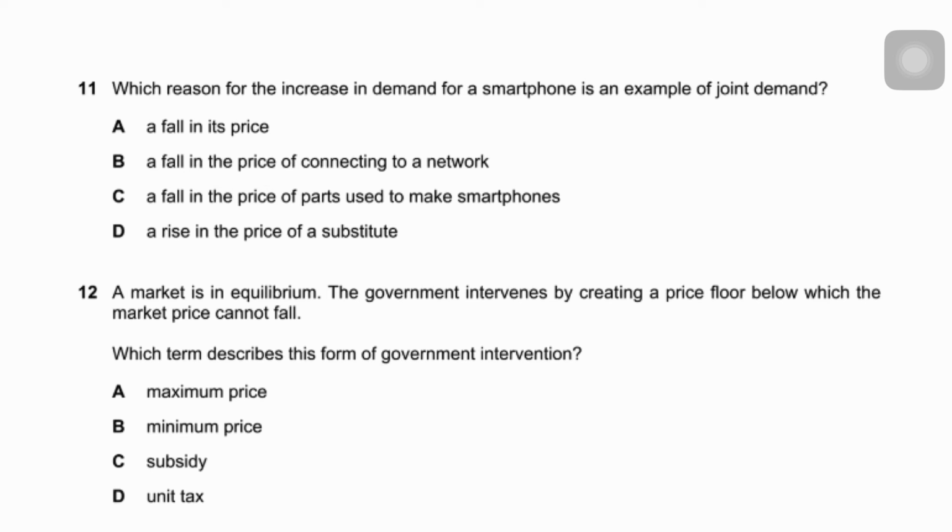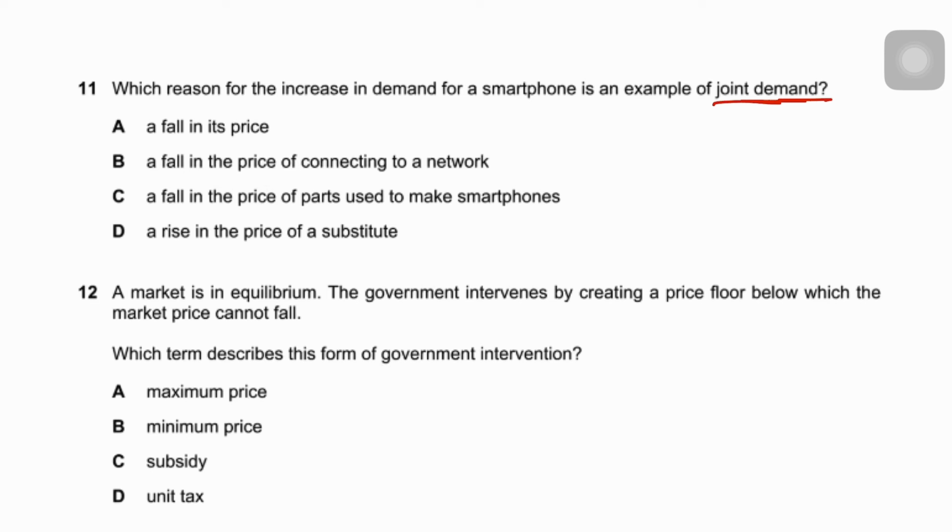So question number 11 says, which reason for the increase in demand for a smartphone is an example of joint demand? Now, if you look at the answer options, we know firstly, joint demand basically refers to the demand for 2 or more goods that are used together, right? And if the price of one good goes down and this good is a complement to the other good, then the demand for the complementary good will go up, it will increase.